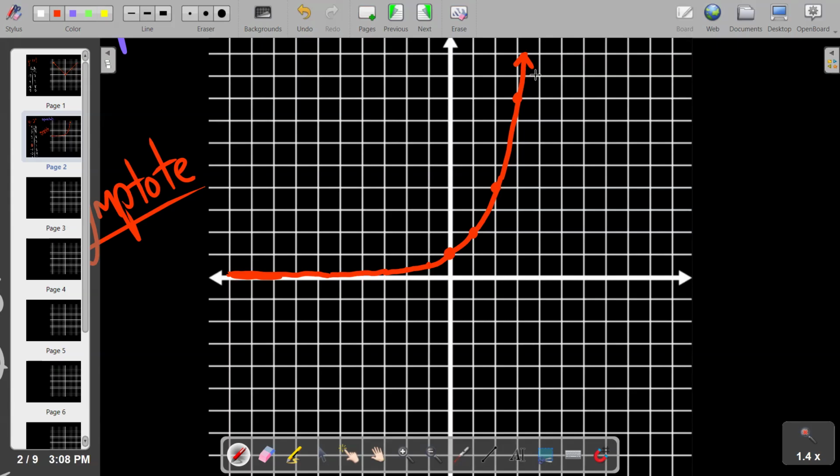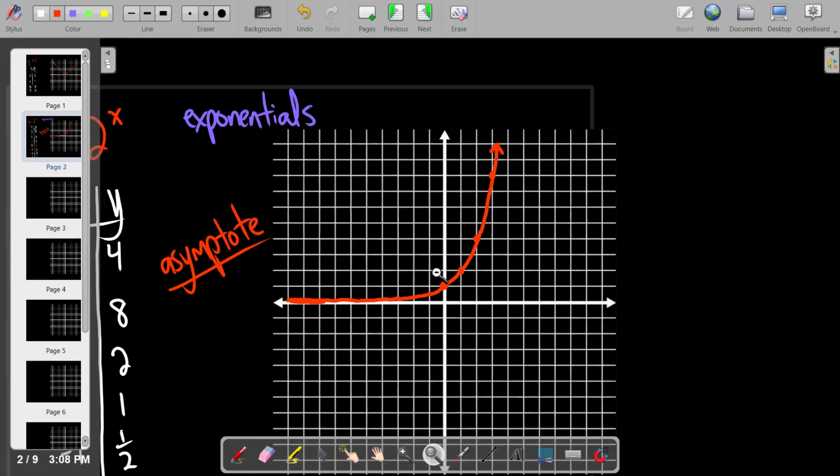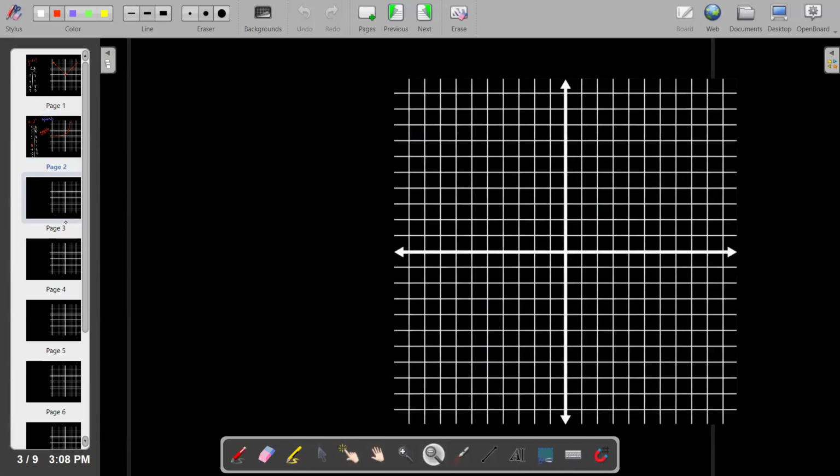One more. Do you know who's missing, by chance? I don't know why you would think this, but there's one more. Logarithmically. Good for you. The last family that we have to talk about in this class is logs. And so the parent function is y equals log of x.